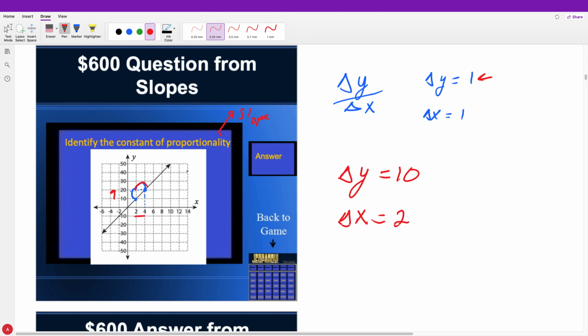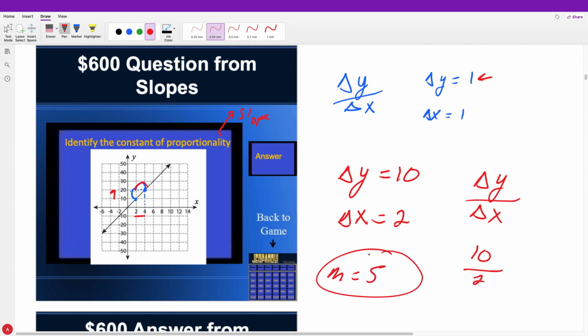So one of the things I was telling you is be mindful of your axes. So make sure that you are paying attention to that. So our change in y over change in x is equal to 10 over 2, which then our constant of proportionality, or our slope, is equal to 5.